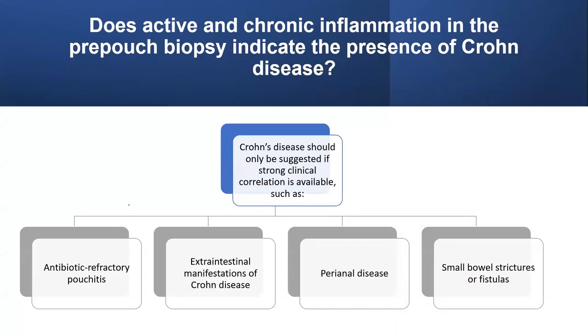But what will you do then, okay? Let's say you got features of Crohn's and you got the pyloric metaplasia. You wanted really to suggest it, but you cannot suggest it unless you have a strong clinical correlation, right? So you have to have had an antibiotic refractory pouchitis. That means you cannot make that diagnosis from the first biopsy that you see. You might need 2 or 3 biopsies with time intervals, with treatments, in order to be able to give that diagnosis. You need to have some sort of extraintestinal manifestations of Crohn's disease, so sclerosing cholangitis, for example, elevated LFTs, you might want uveitis, some skin manifestation, whatever it is, but you need this.